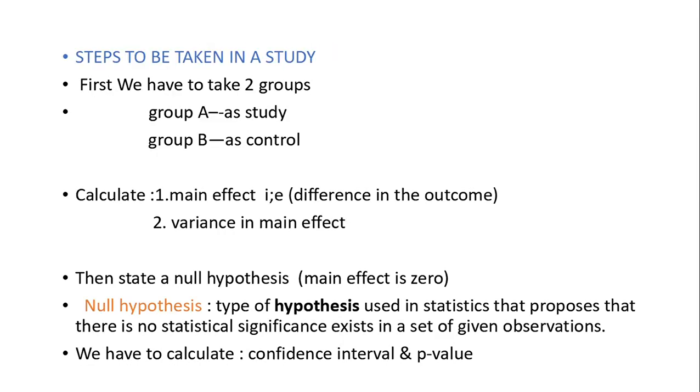So, steps to be taken in a study. First, we have to take two groups, group A as study, group B as control. Then calculate mean effect, that is the difference in the outcome, variance in mean effect, and then state a null hypothesis. Mean effect is zero. Null hypothesis is the type of hypothesis used in statistics that proposes that no statistical significance exists in a set of given observations. Then we have to calculate confidence interval and p-value.